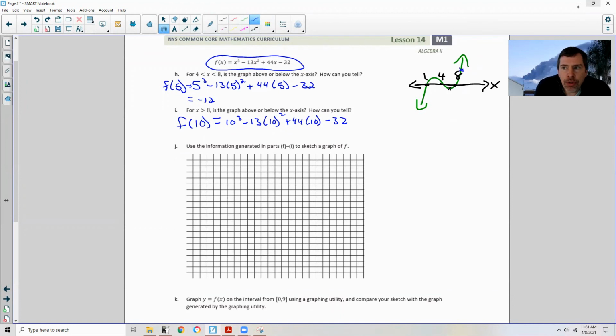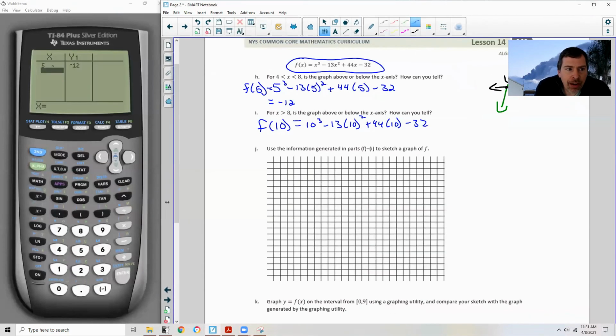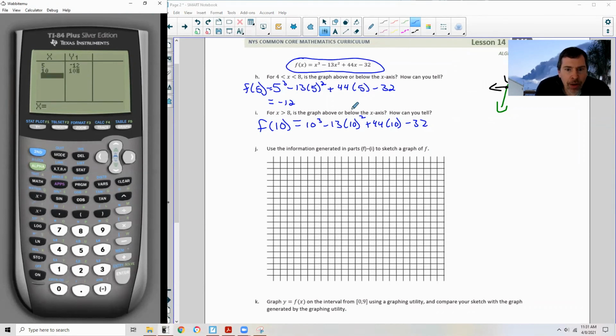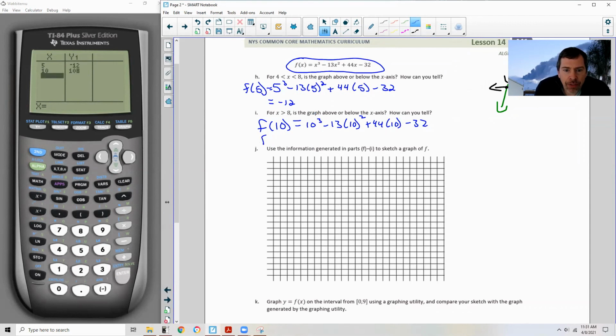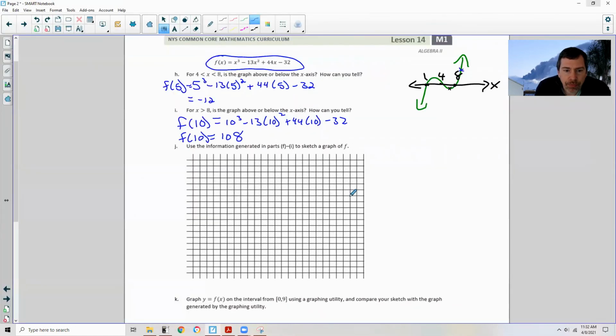But if I do it with the calculator, now watch what I have to do. Since I've already put in y equals this, now I just put 10 in for x and hit enter. And wow, that was easy. So f of 10 is going to equal 108, which is definitely positive. Okay, now J says, use the information generated in parts F through I to sketch the graph of f.